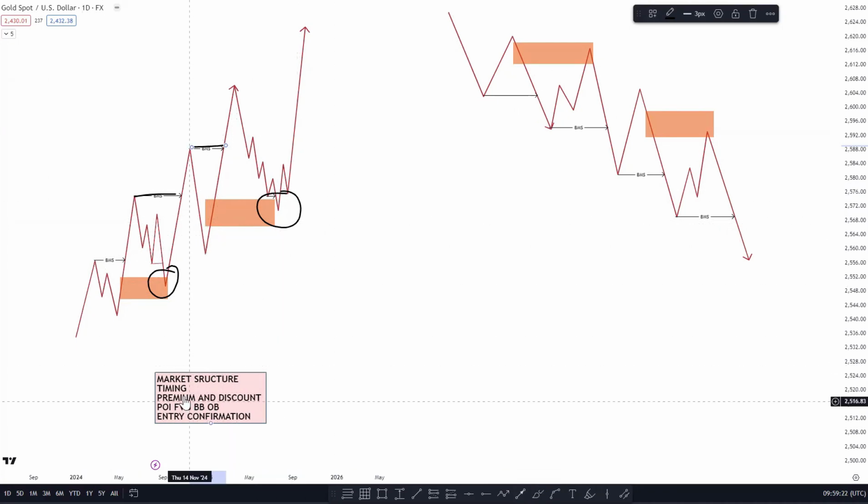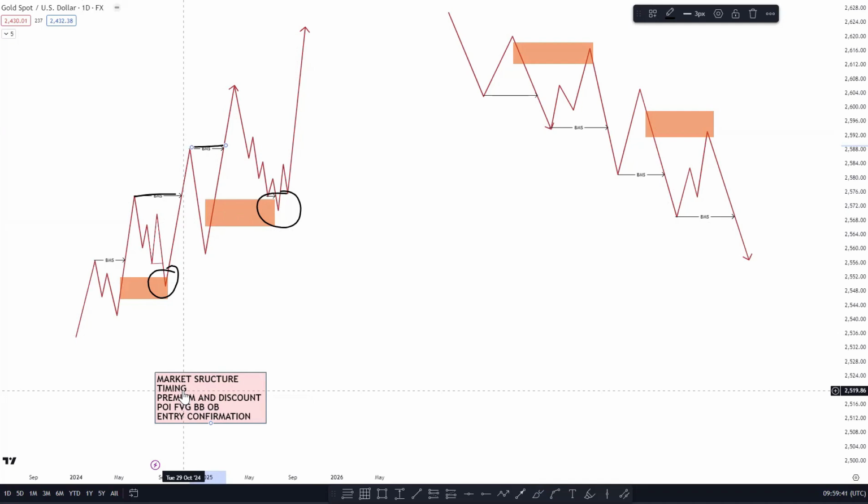What are we going to do? We are going to apply our second rule, timing. Timing is the most important. You will really identify the market structure, but if you don't have good timing, you might end up taking wrong trades prematurely. You time the market for price to come into your zone or to take your entry.